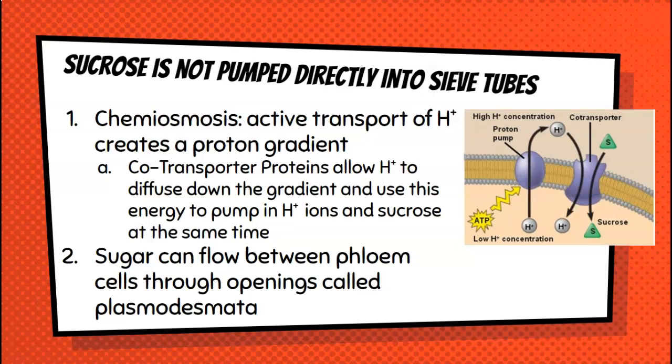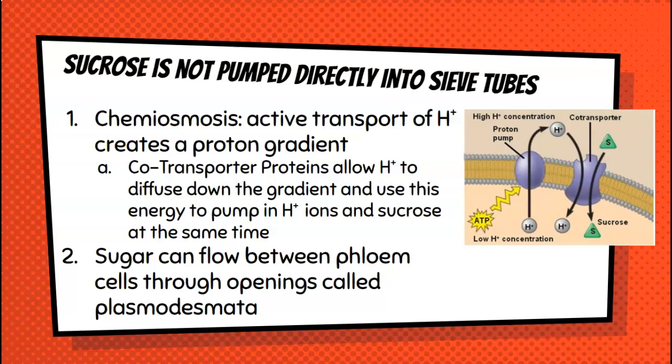Now I mentioned a few times that the sucrose, or the sap, is not pumped directly into the sieve tubes, but rather it's using energy to get itself into that area. So it does this by something called chemiosmosis. So what a shocker, the term osmosis is showing up again. This is massively important that you understand the process of osmosis. In this case, it's also using proton pumps and hydrogen ions.